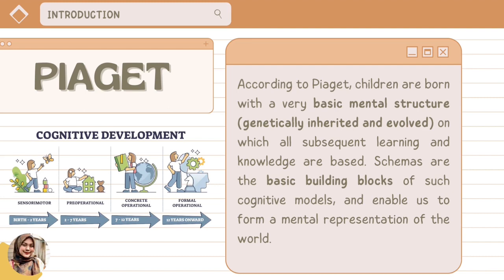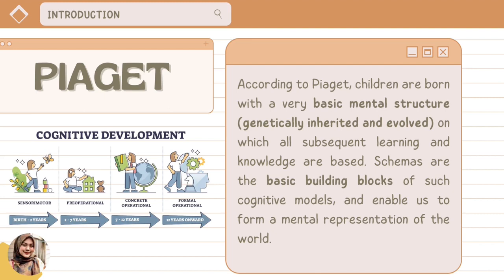Schemas. What is a schema? Schemas are the basic building block of such a cognitive model and enable us to form a mental representation of the world. So this Piaget cognitive development theory was developed from 1936 to 1950. This theory explains how children construct a mental model of the world, and Piaget also disagreed with the idea that intelligence was a fixed trait, regarding cognitive development as a process which occurs due to biological maturation and children's interaction with the environment.